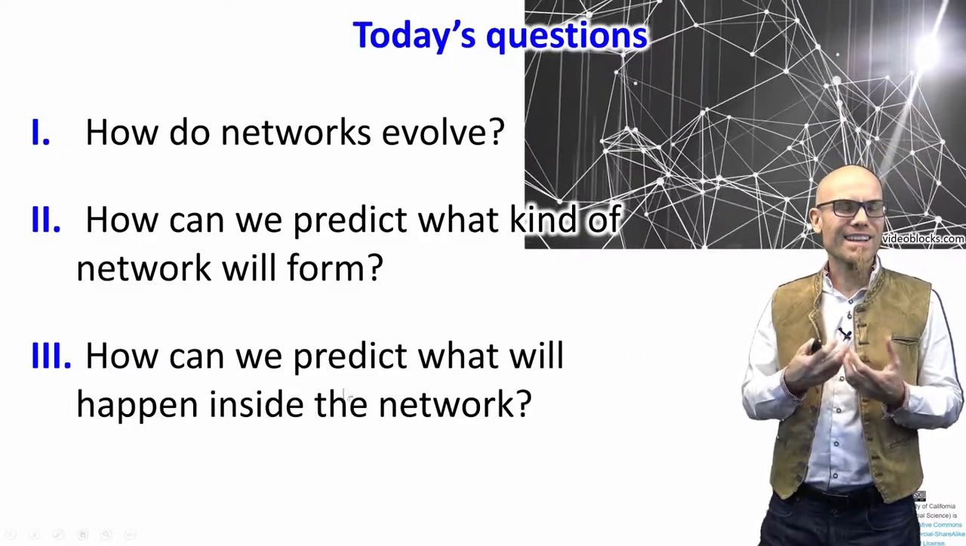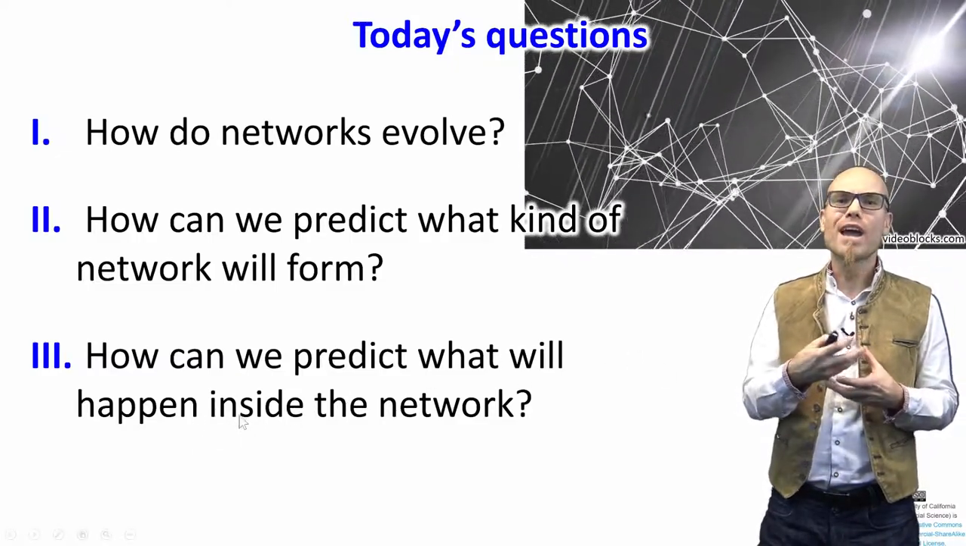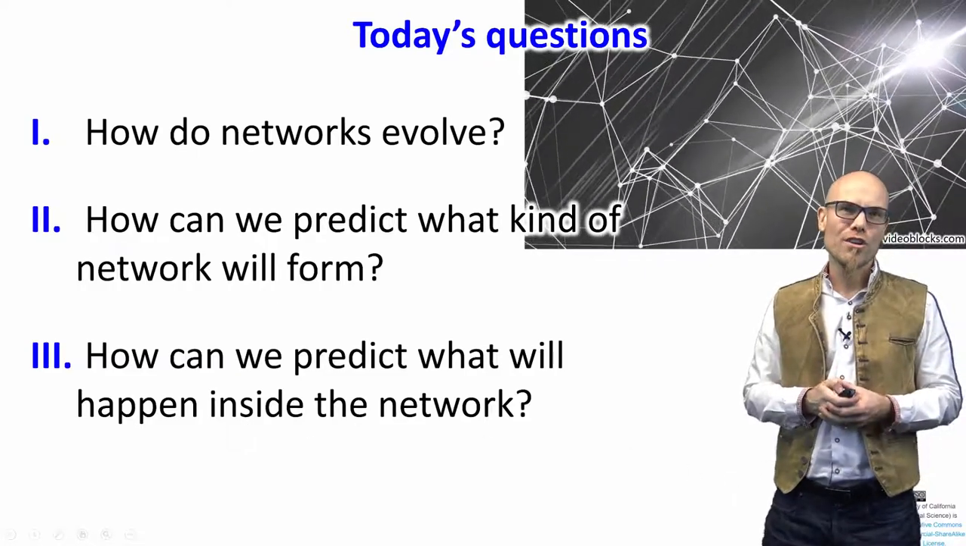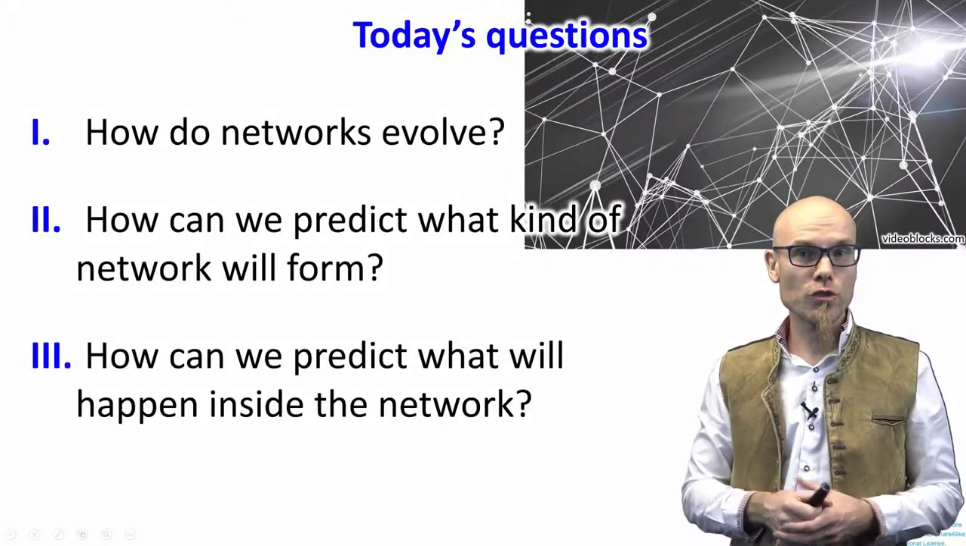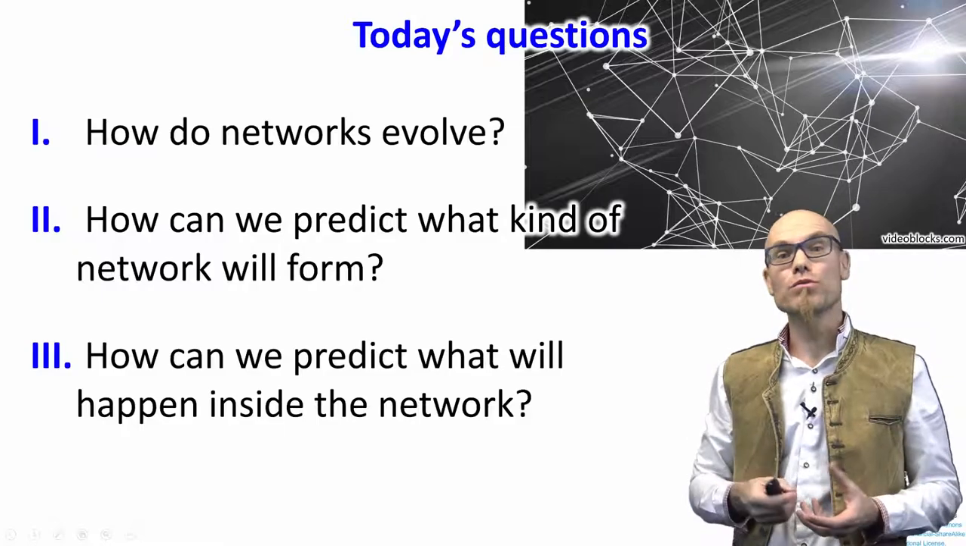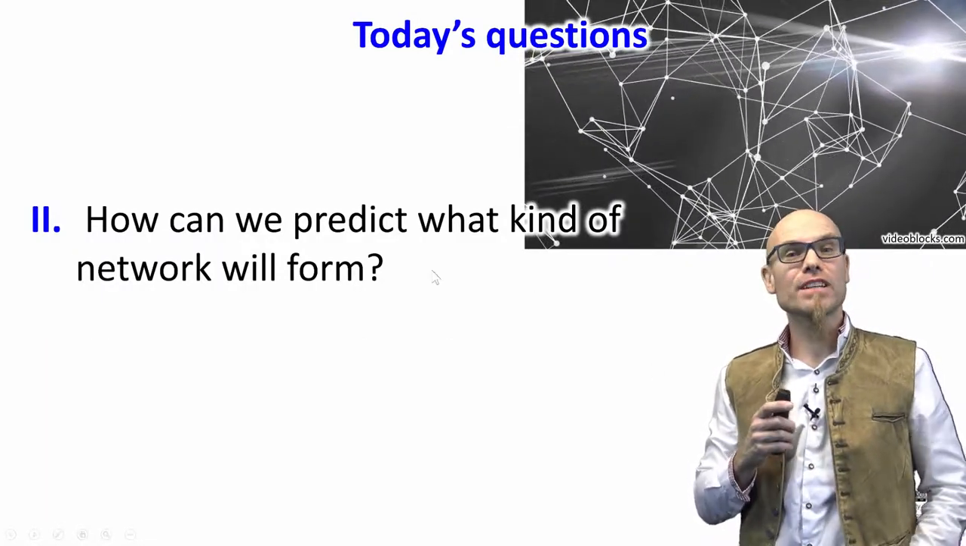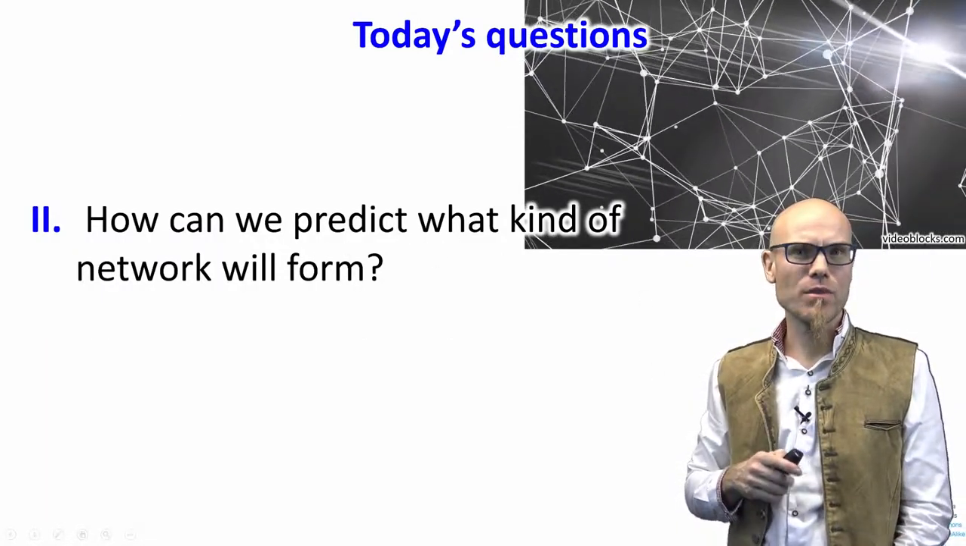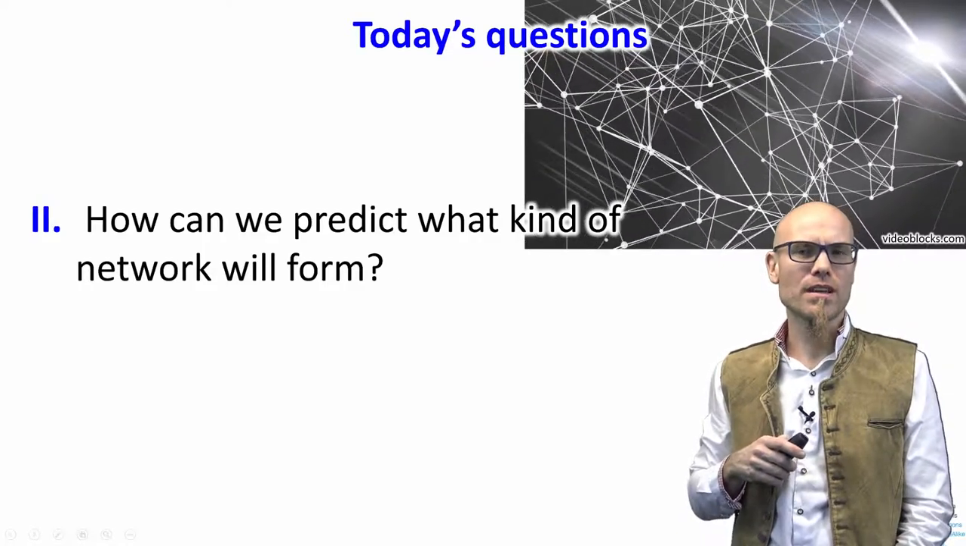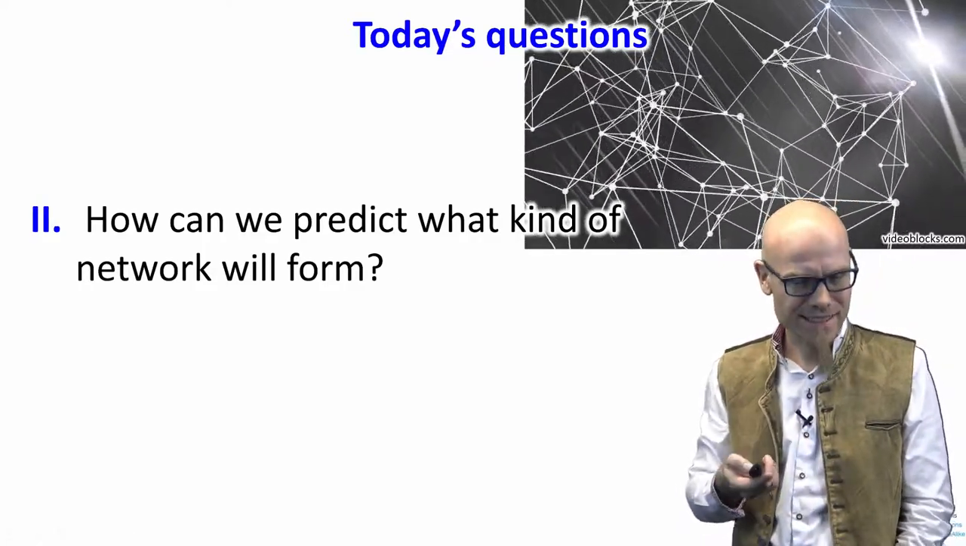Especially if you think about it kind of like contagion, then something spreads, something diffuses on the network. These are the two ways network can evolve and do evolve. So let's dive into the second question a little bit deeper. What kind of network will form, and can we actually predict that?